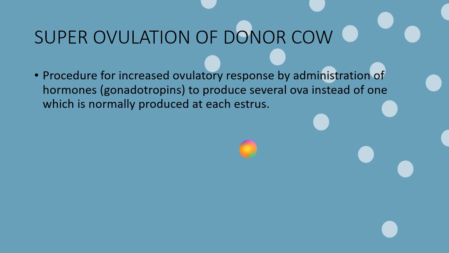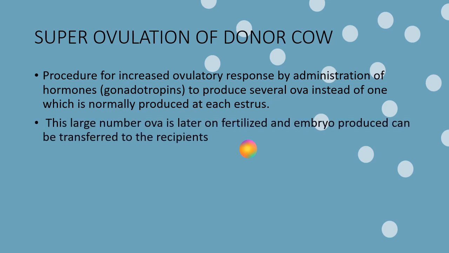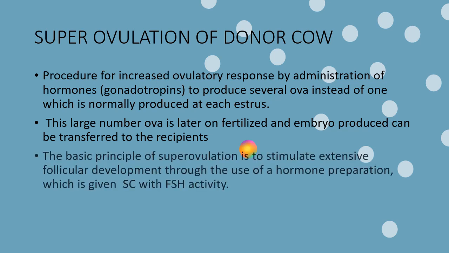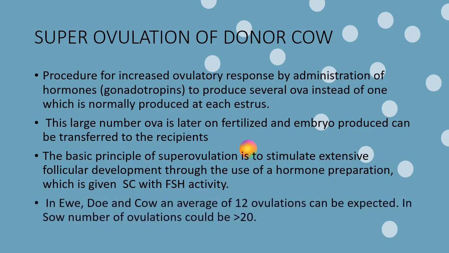This is the procedure for increased ovulatory response by administration of hormones, that is the gonadotropin hormones, to produce several ova instead of one, which is normally produced at each estrus. This large number of ova is later fertilized and the embryos produced can be transferred to the recipients. The basic principle of superovulation is to stimulate extensive follicular development through the use of a hormone preparation with follicular stimulating hormone activity.